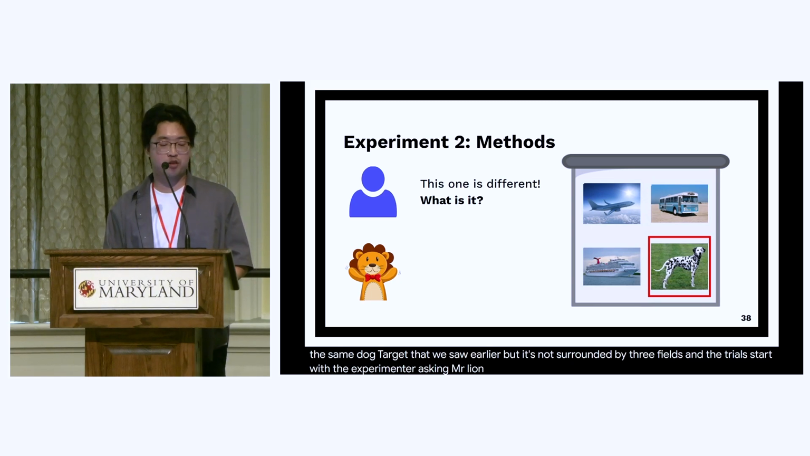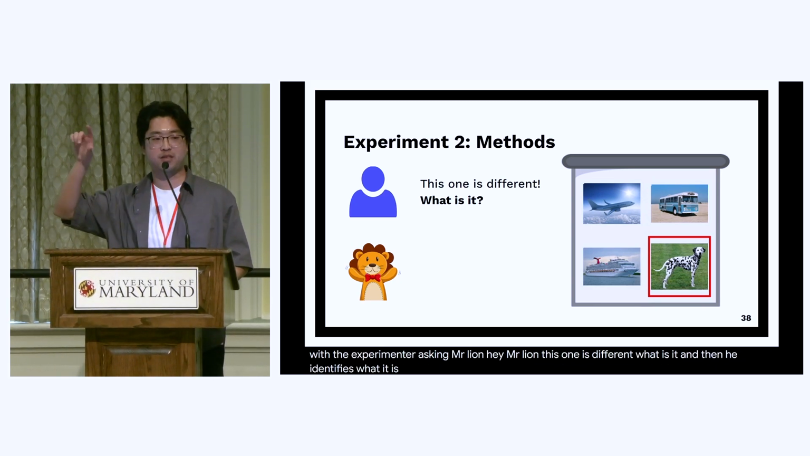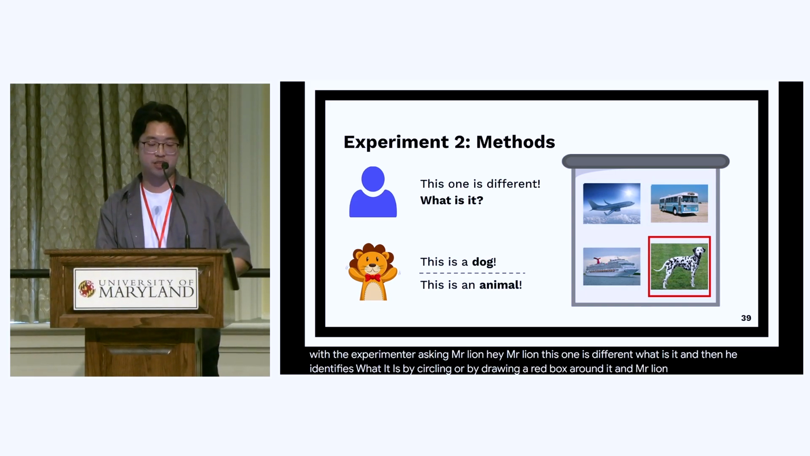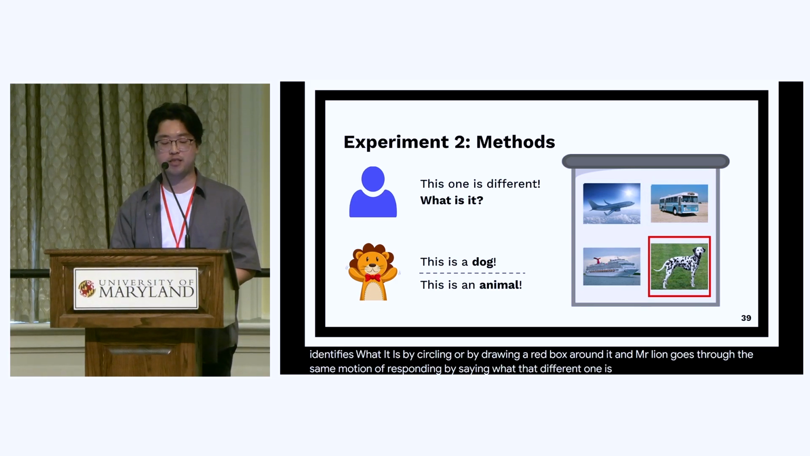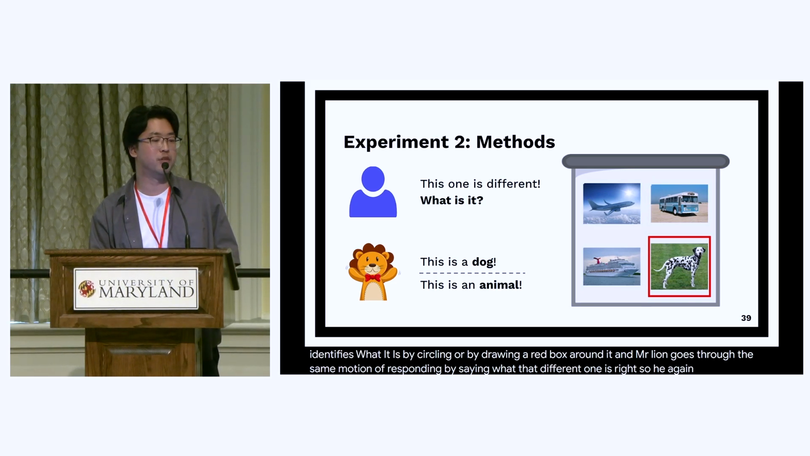The trials start with the experimenter asking Mr. Lion, hey, Mr. Lion, this one is different. What is it? And then he identifies what it is by circling or by drawing a red box around it. And Mr. Lion goes through the same motion of responding by saying what that different one is, right? So he again says, this is a dog or this is an animal. So we keep the same condition. It carries over to experiment 2.